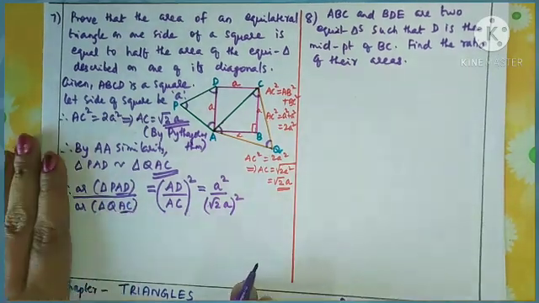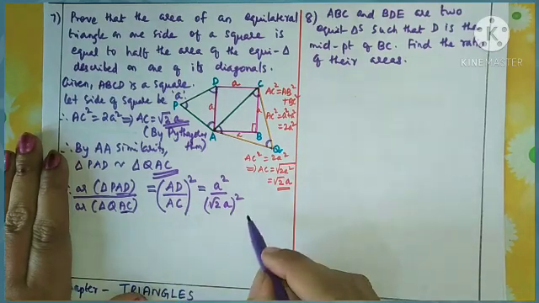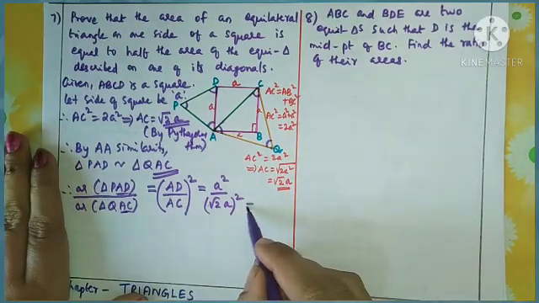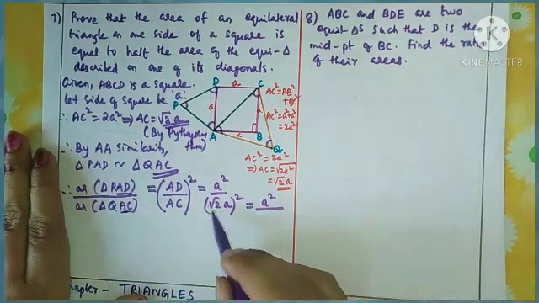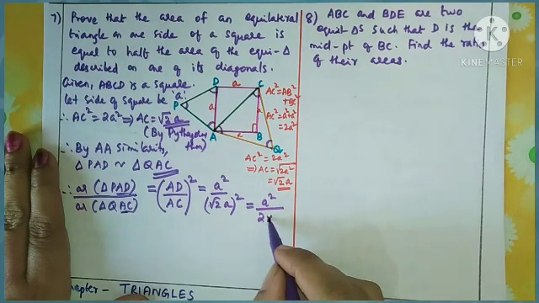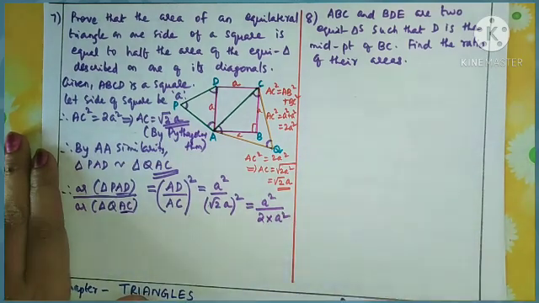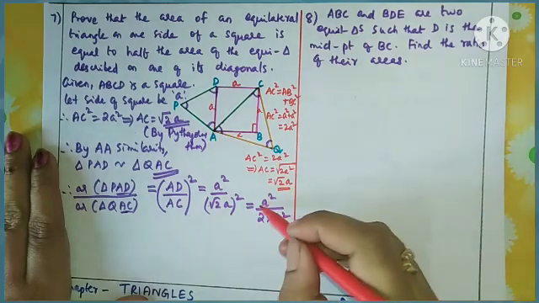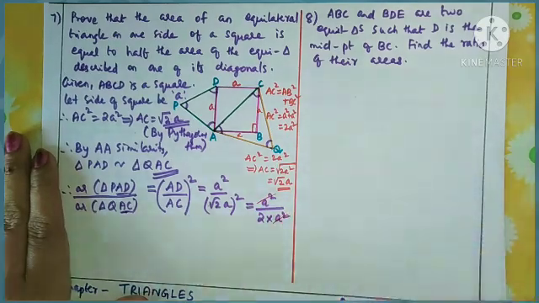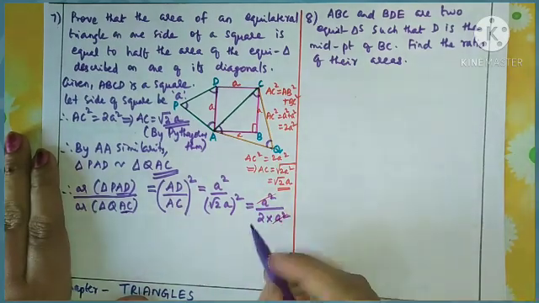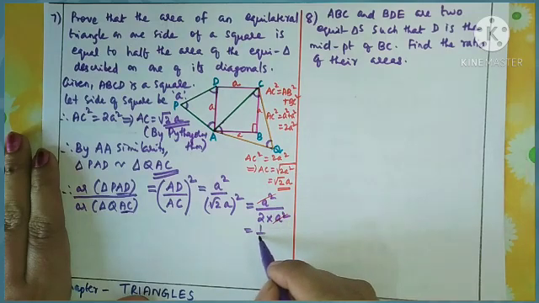Okay, now we need to simplify this. So that is equal to A square by root 2 square, which is 2, into A square. Now you see here, A square can be cancelled. So what is the answer here? 1 by 2.